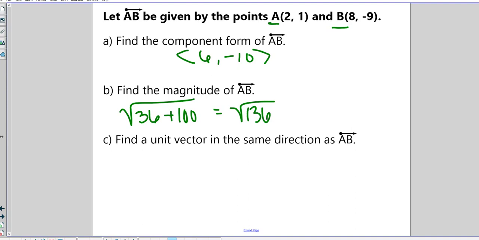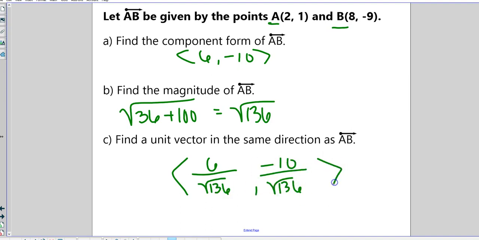Okay, what if I want a unit vector? What does unit mean? 1. So what do we do? Divide, exactly. So again, maybe not simplified the most, but one option would be this. Does that make sense?